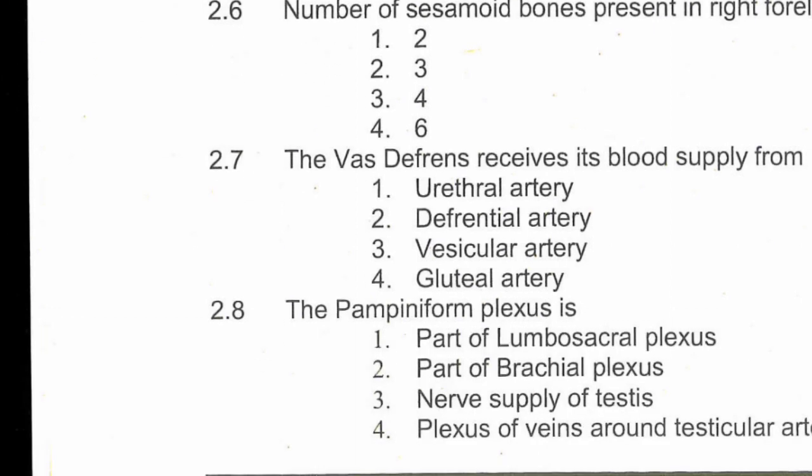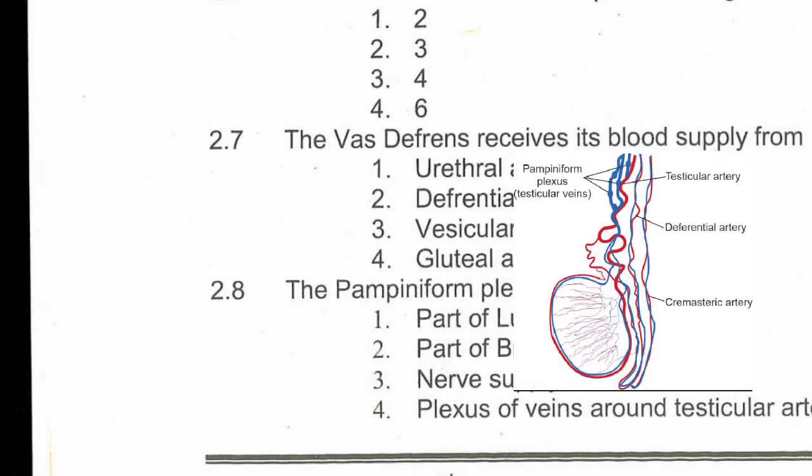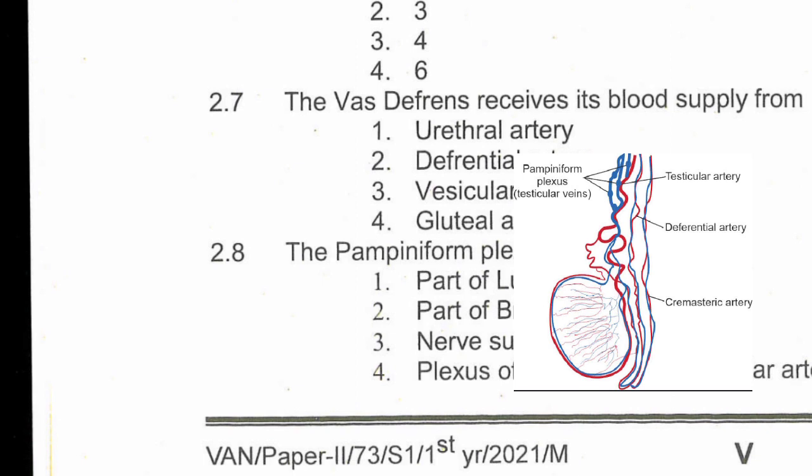Then question number 7 is the vas deferens receives its blood supply from. Options are urethral artery, differential artery, vesicular artery and gluteal artery. And the answer is second option, which is differential artery.